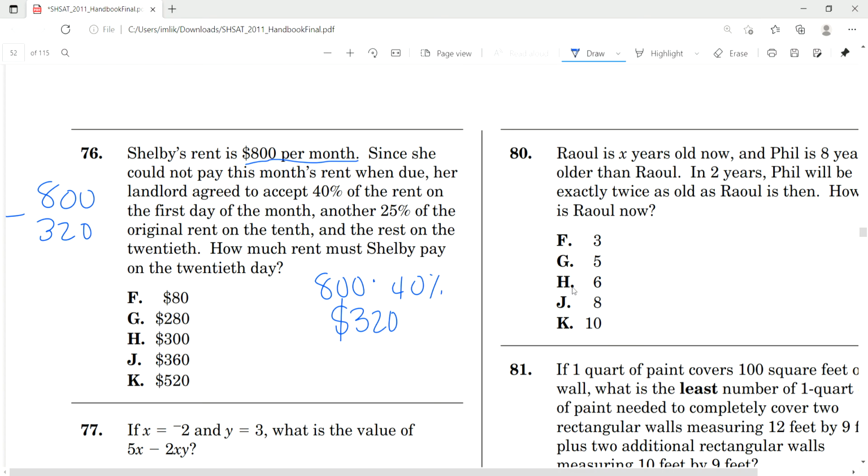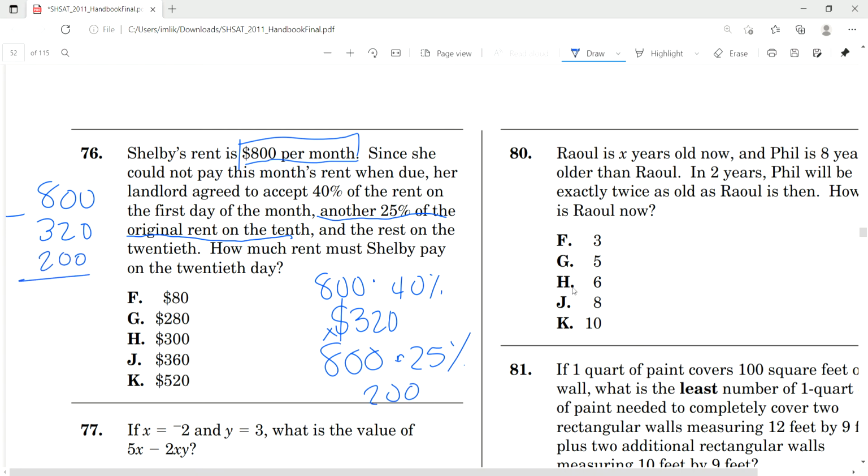Next, another 25% of the original rent was due on the 10th. So what this means is that no, we're not taking 25% out of 320. We're taking it out of the original rent, which was 800. So we're multiplying 800 times 25%, same thing as saying 800 times 0.25. 800 times 0.25 is equal to 200. So we can subtract 200 from her rent.